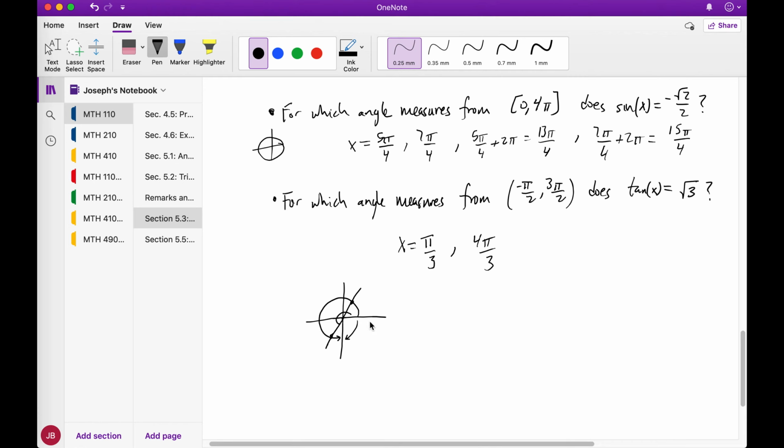Okay, so hopefully this helps on worksheet 15. In the next video, we're actually going to pick up with section 5.5. We're going to skip section 5.4 and jump right into section 5.5.